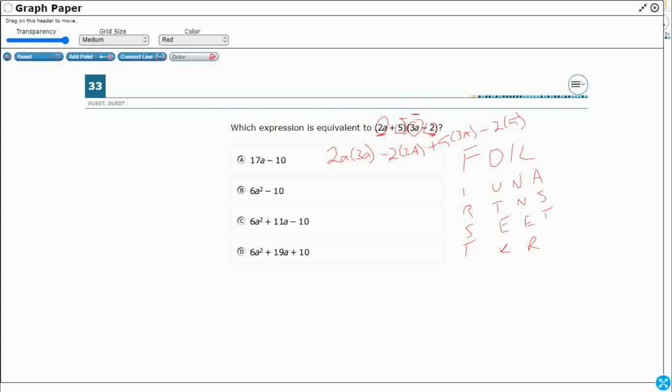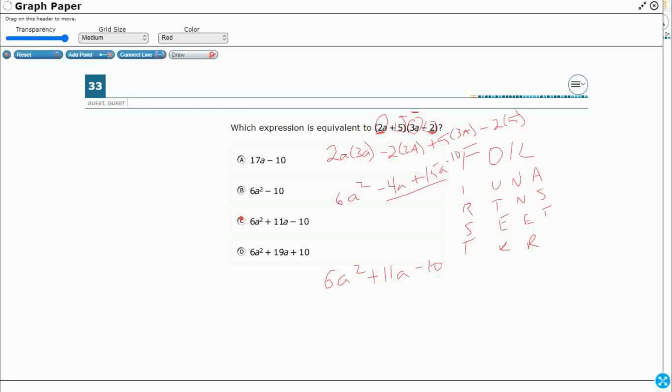So we simplify. We get 6a squared minus 4a plus, we've got 15a, and then minus 10. Only thing to really simplify again would be that middle section there. So I've got 6a squared, 15 minus 4 is plus 11a, and then minus 10. And so there we go. Our answer here is C.